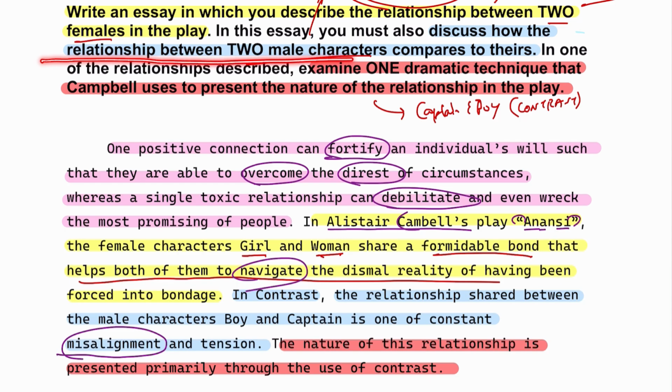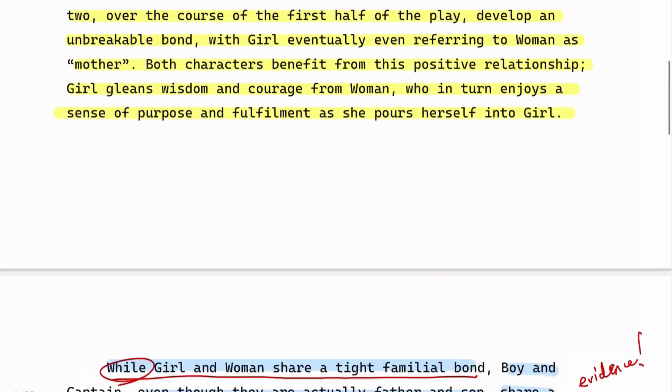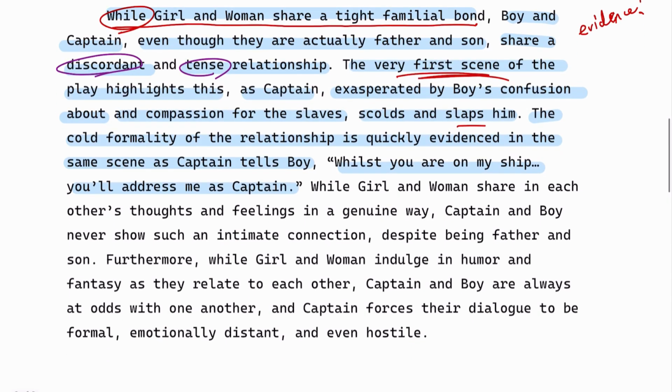You don't want to spend it just describing the relationship between the two males as you would have done for part A, because the main thing you have to get into here is comparing this relationship to the one you described previously. So of course you have to describe the relationship first, but then make sure you go into an analytical comparison between the two relationships. So that's what I'm getting into. Know that the relationship is described.